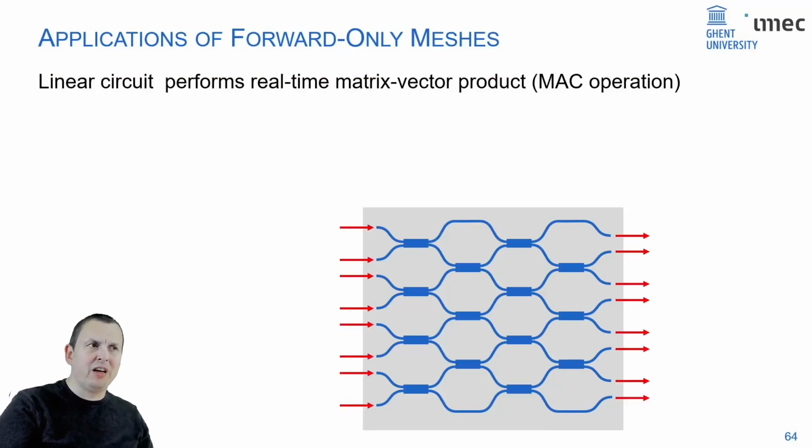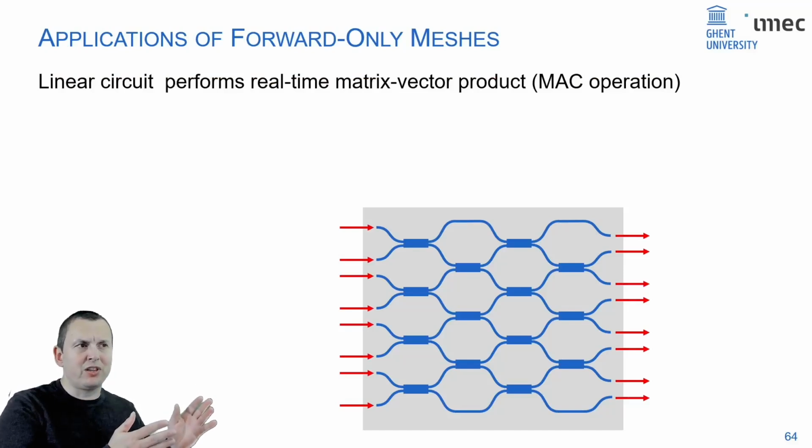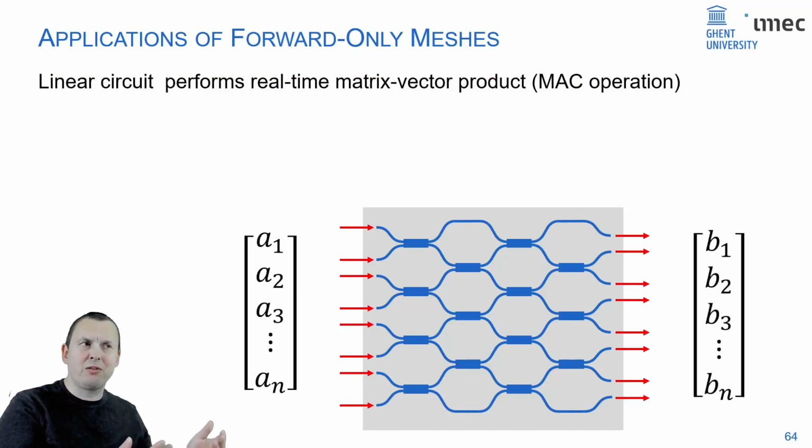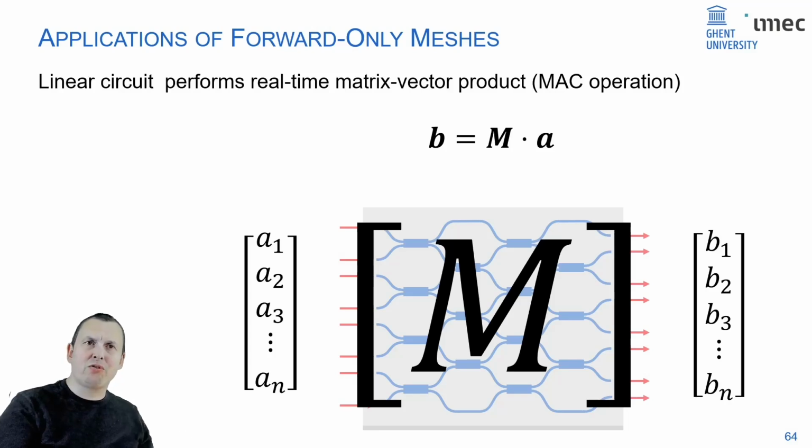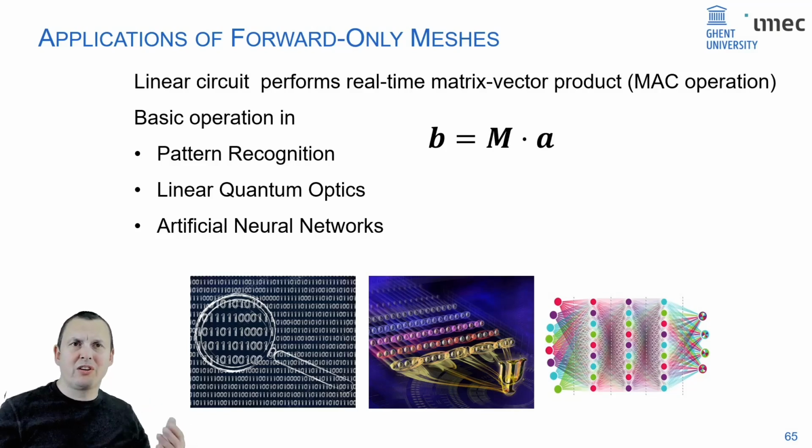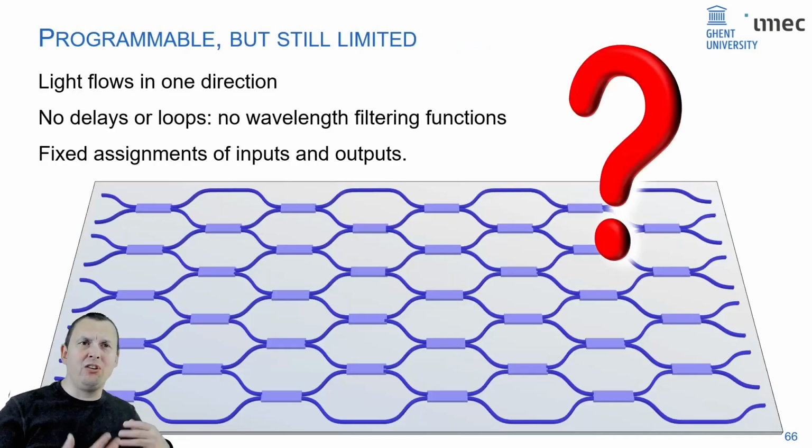And in particular, if you represent the input amplitudes and the output amplitudes as a vector of complex numbers, what this circuit does in real time is perform a matrix vector multiplication, which is a very useful function for everything that has to do with pattern recognition, linear optics or linear operations, especially in artificial neural networks. This is an operation that's used quite a lot. So it's not a surprise that this type of circuits is now used a lot in exploring new efficient ways to implement neural networks and even quantum optic applications.